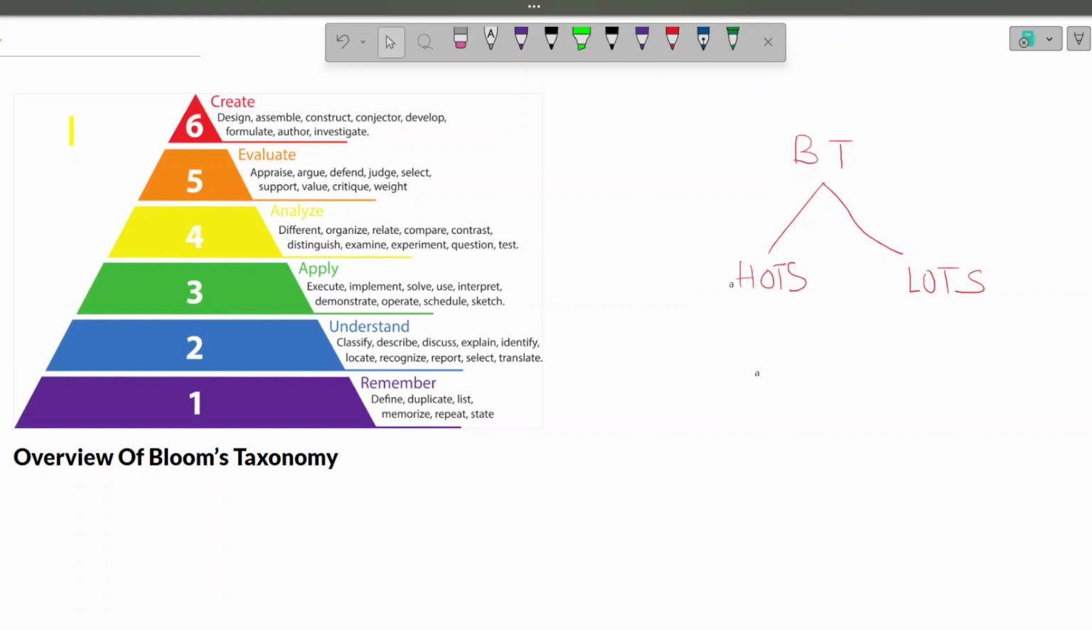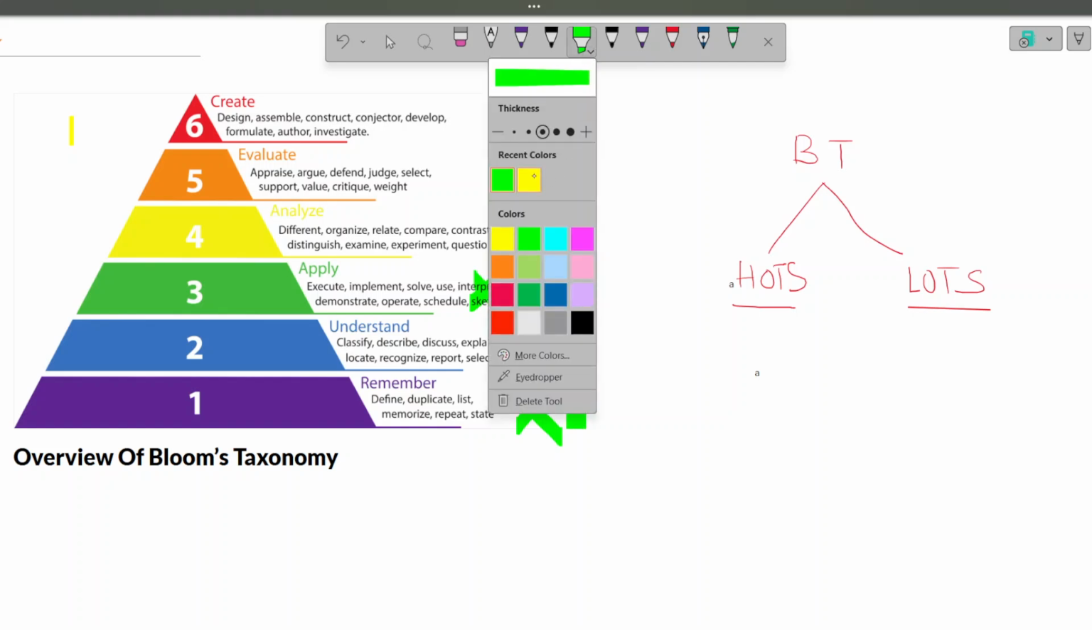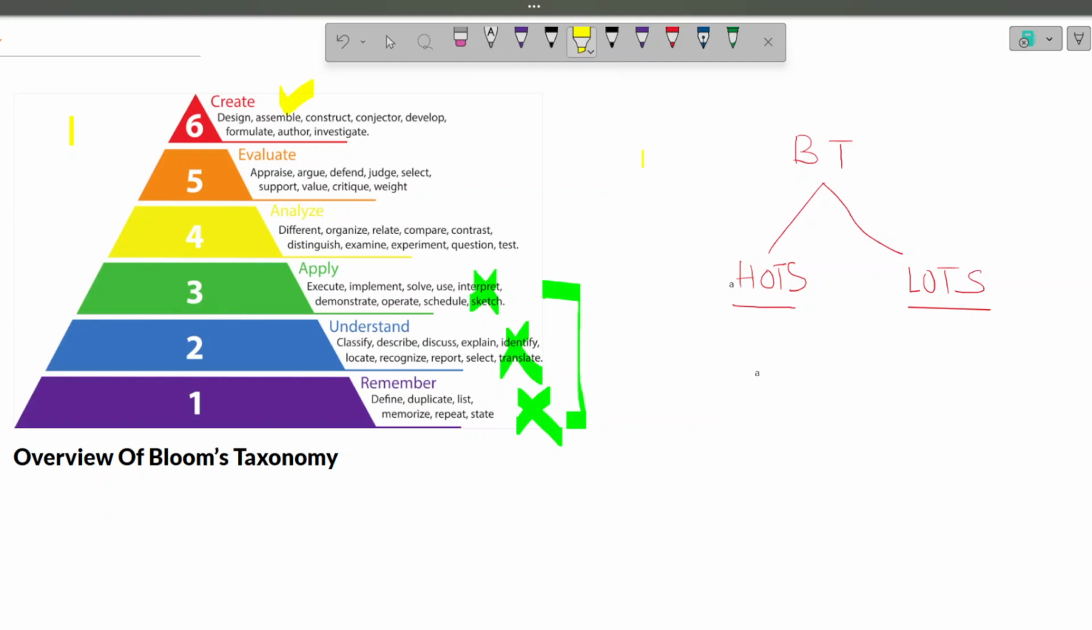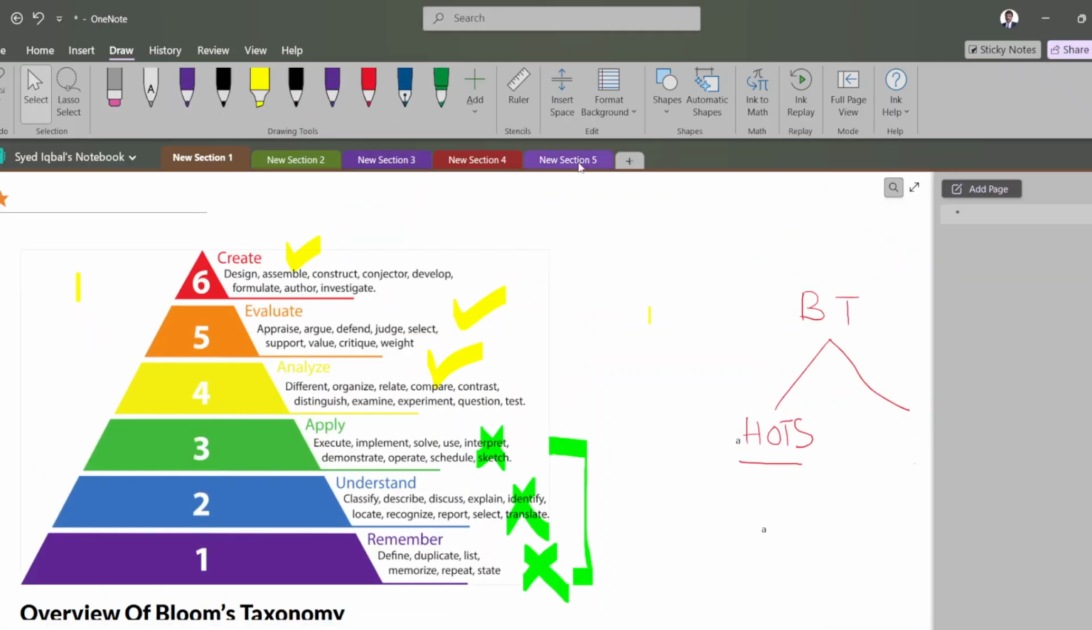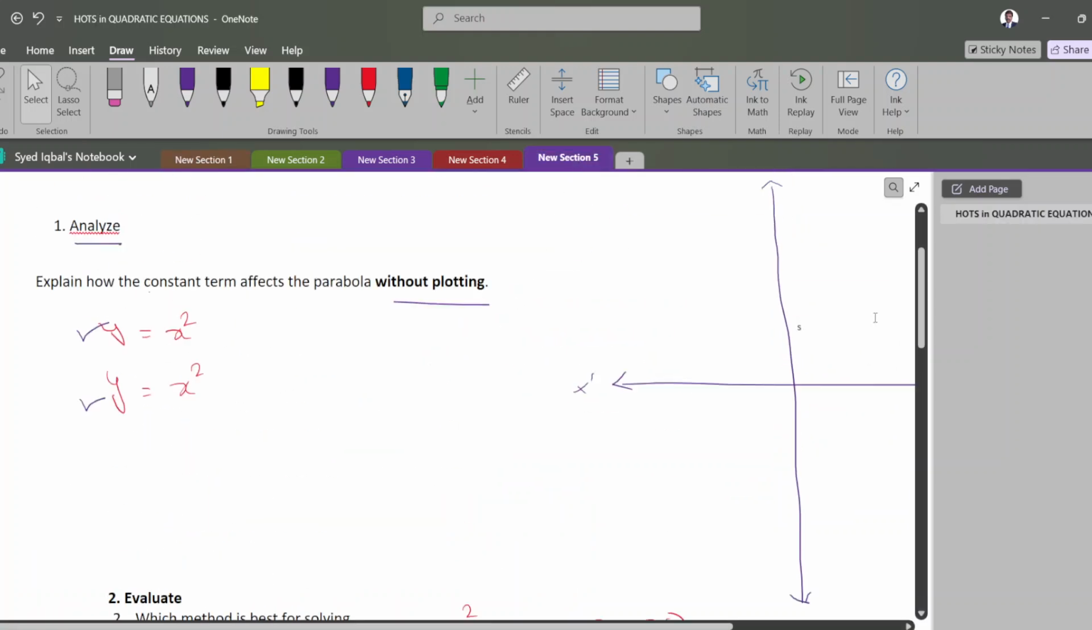Hi everyone, today we'll discuss Bloom's taxonomy, higher order thinking skills and lower order thinking. What are lower order thinking skills? Remember, understand, apply. These are known as lower order thinking skills. So today we are going to discuss the higher order thinking skills. What are they? Analyze, evaluate, create, and we will understand this by using quadratic equations.